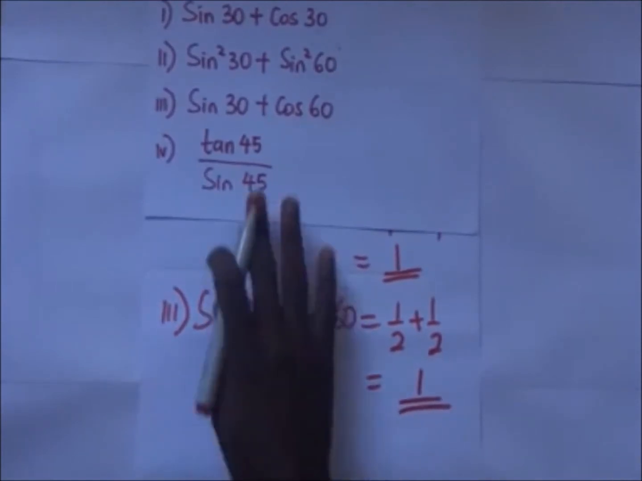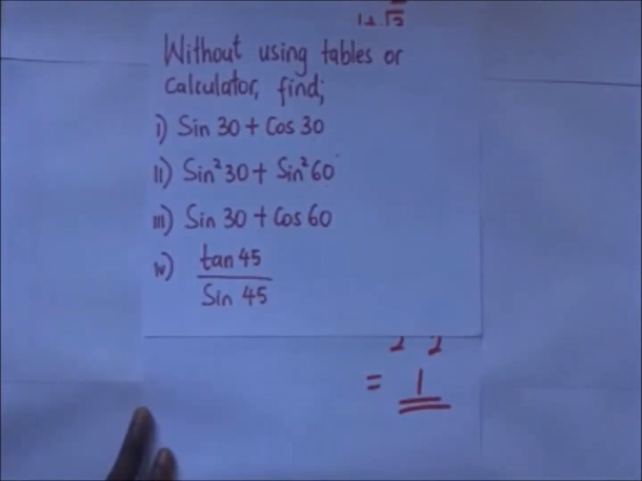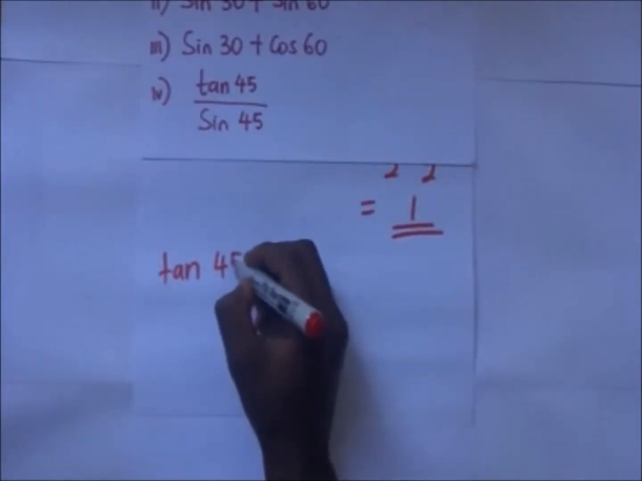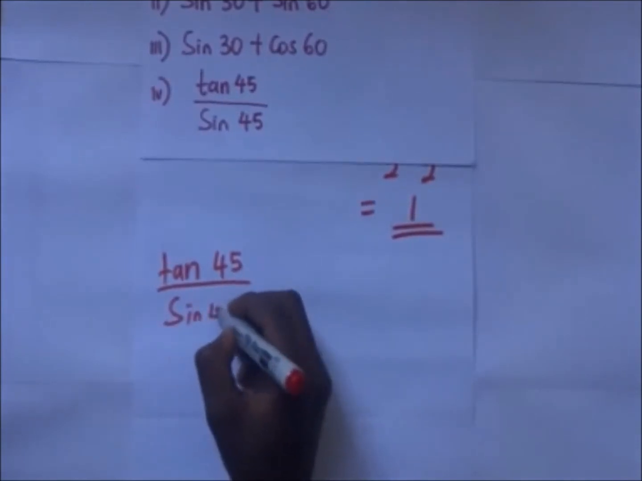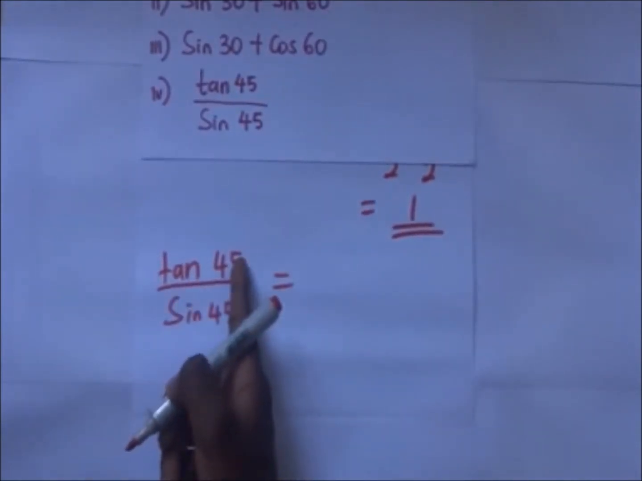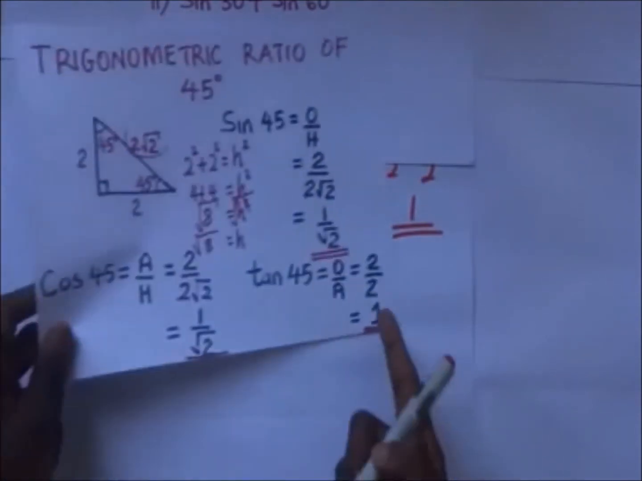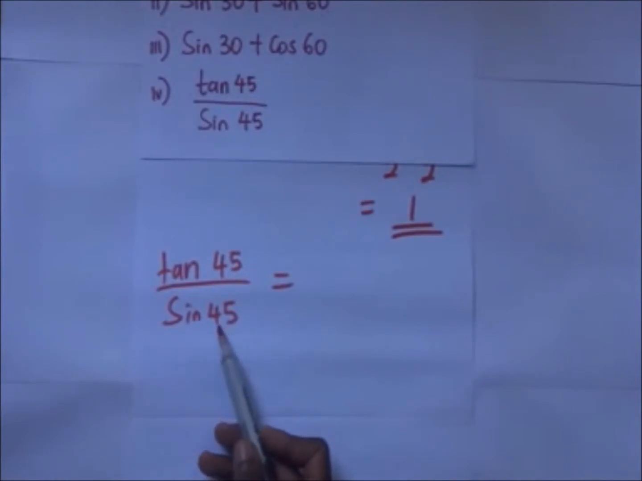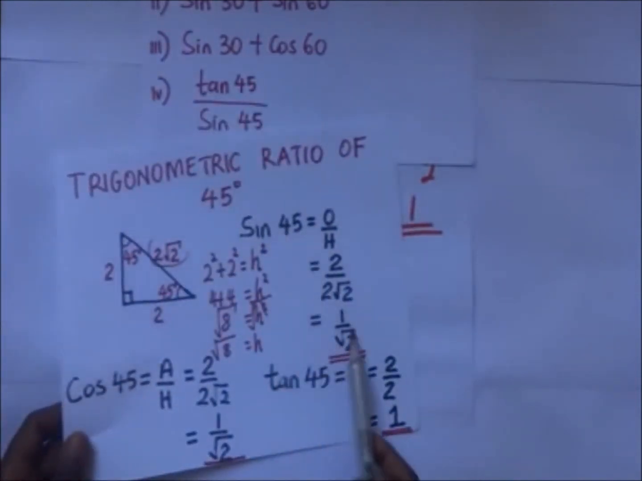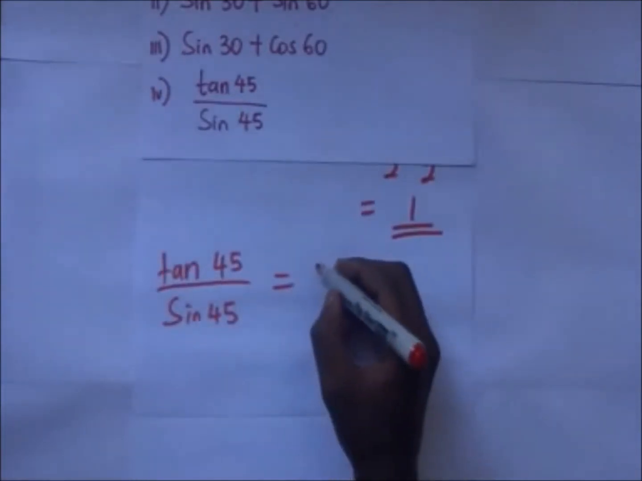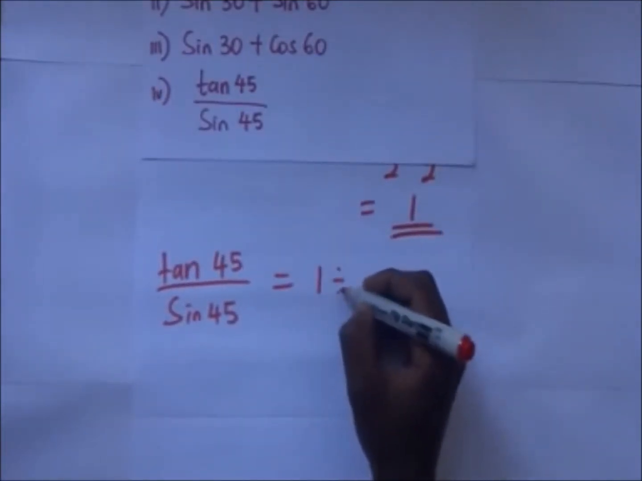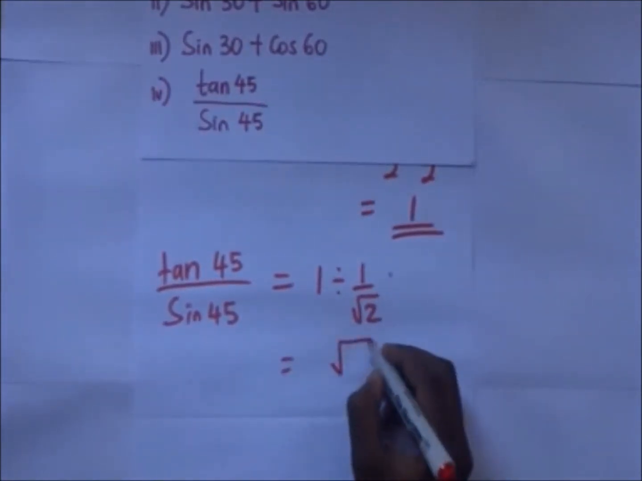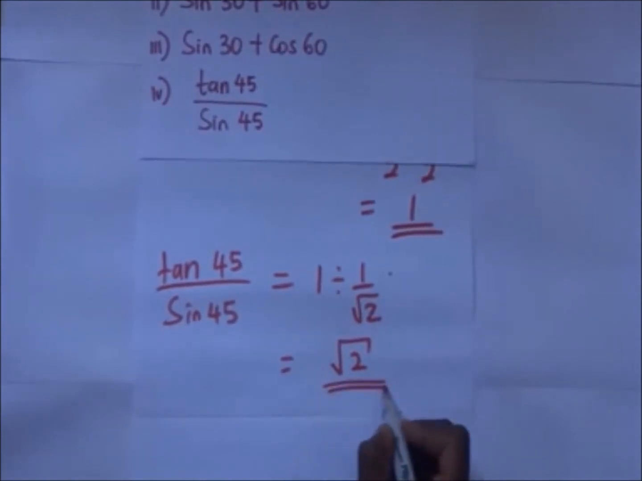And then lastly, we have tan 45 over sine of 45. We're still just going to substitute our ratios. Tan of 45 over sine of 45 is going to give us the tangent of 45, which we got as 1. Tangent of 45 is 1, and the sine of 45 is 1 over root of 2. So it's going to be 1 divided by 1 over the root of 2, and our answer is definitely the root of 2.